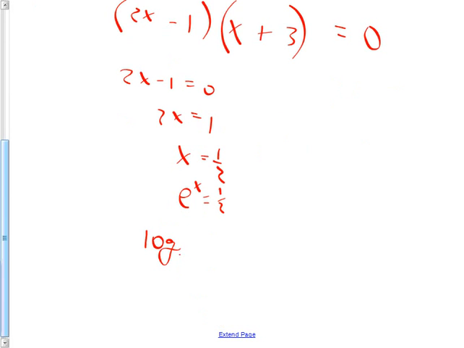Log base e of 1/2 equals x. And that is just a number, and do you know what it is? No. And that's why you can leave it that way, because the calculator is the only way you'd know what ln of 1/2 is.